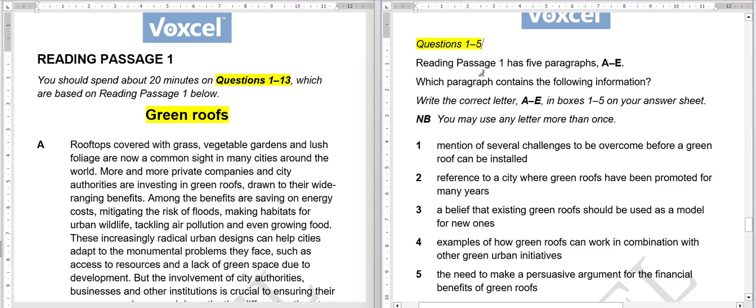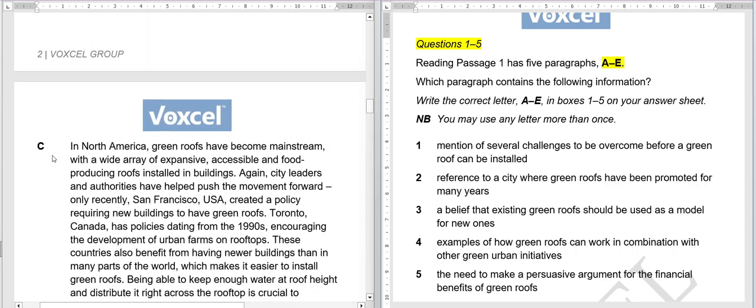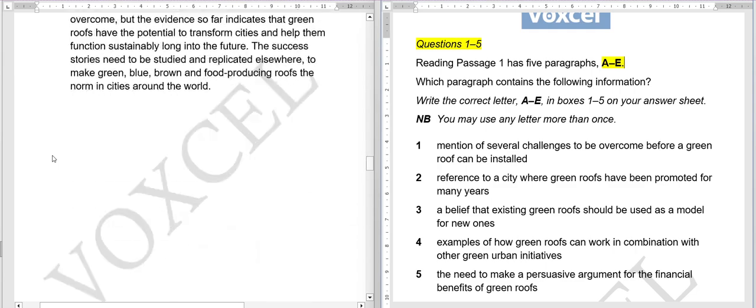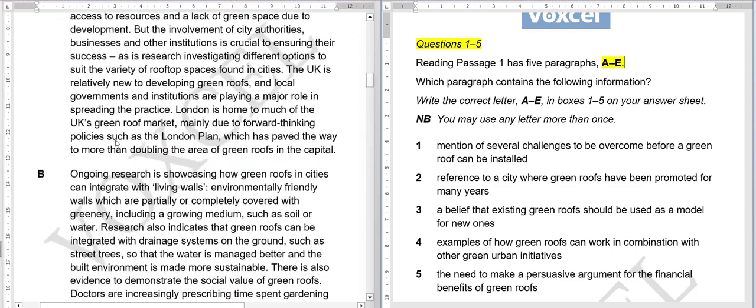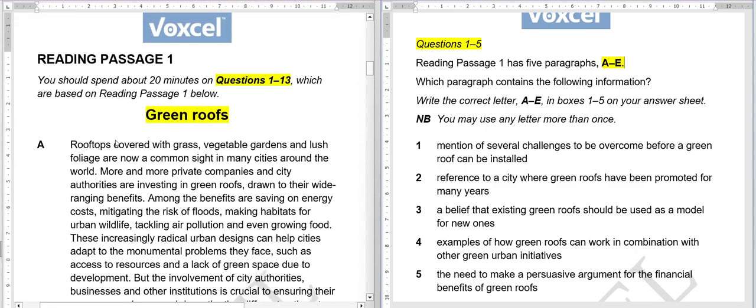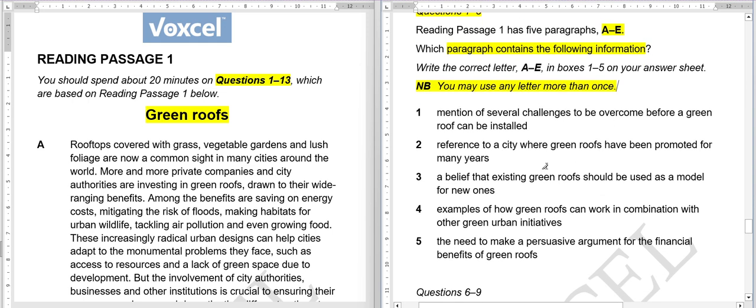So reading passage 1 has 5 paragraphs, and it's quite clear that we have 5 paragraphs: A, B, C, D, E. The question type is paragraph contains information. And this is the most important thing to note: you may use any letter more than once. So there are 5 questions, and how many paragraphs are there? Yes, there are 5 paragraphs, it is written here.